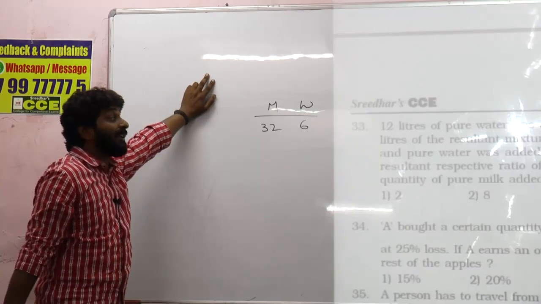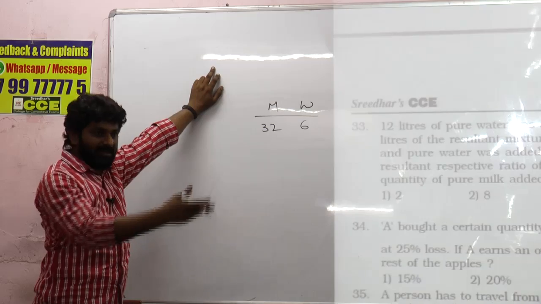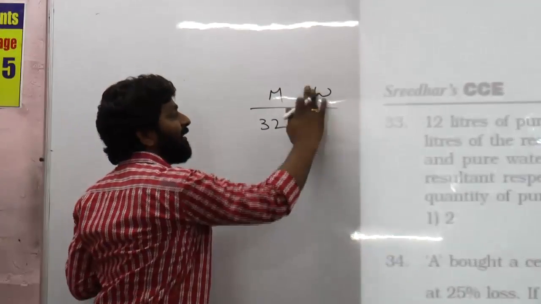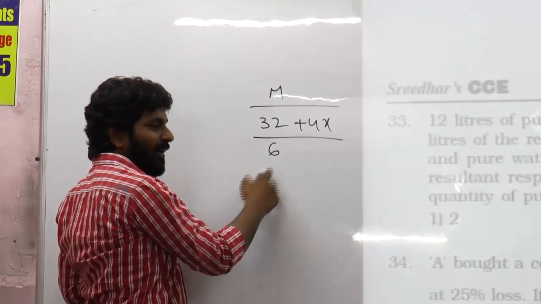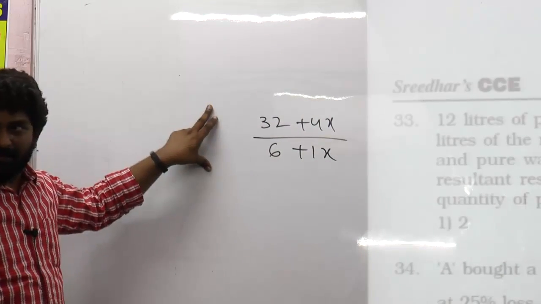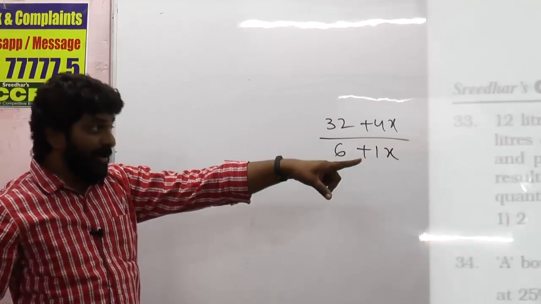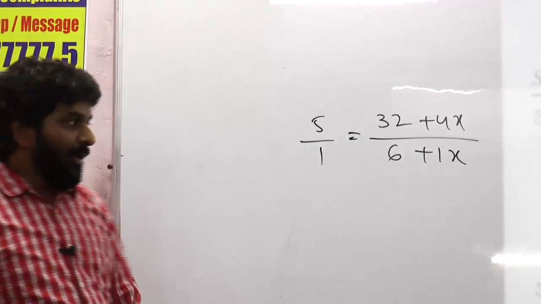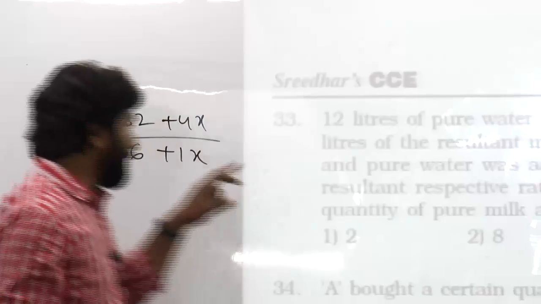50% of water, in the sense 6 liters of water and 32 liters of milk will be there. Now to this content they are adding some milk and water in the respective ratio 4:1. So to the milk content you are adding 4x, and water is 6 liters already, and to this we are adding x liters, right? Milk and water in the respective ratio 4:1, and now the ratio becomes 5:1. So that will be 5/1. You are asked about how much quantity of pure milk was added in the vessel.